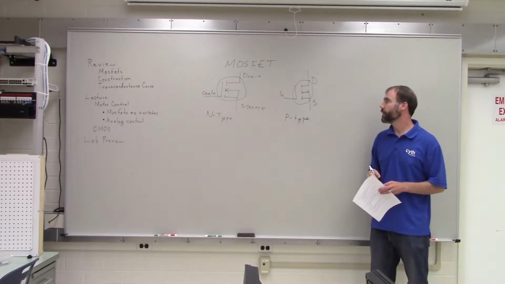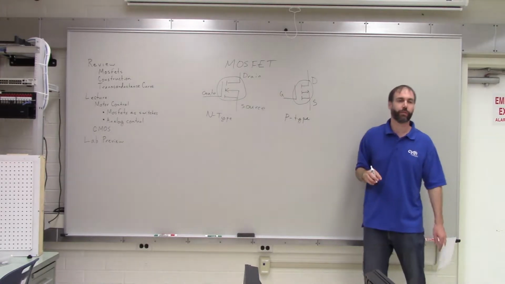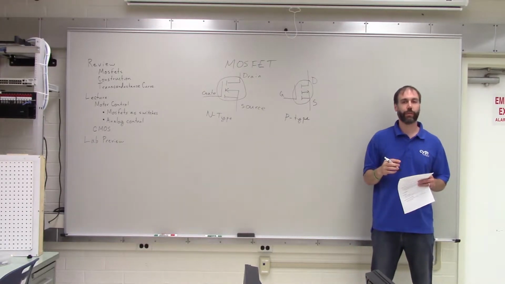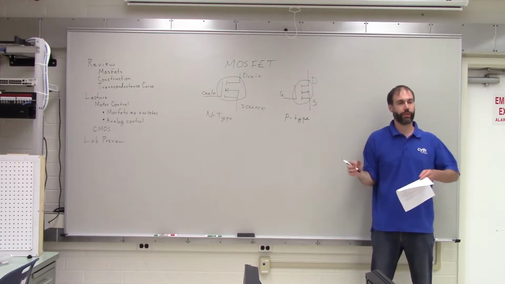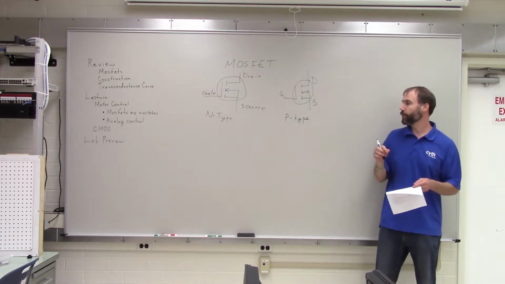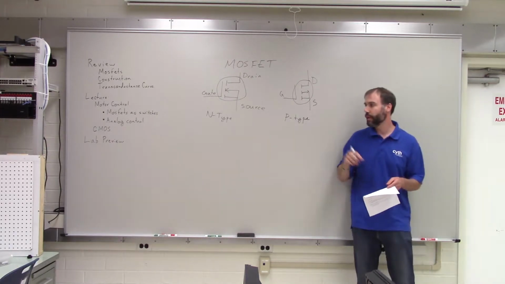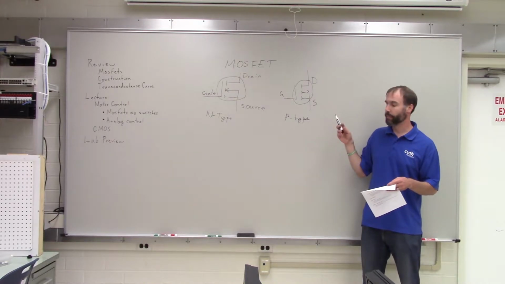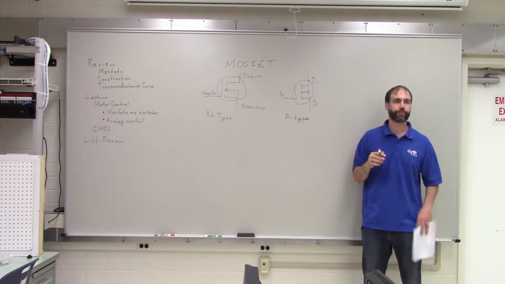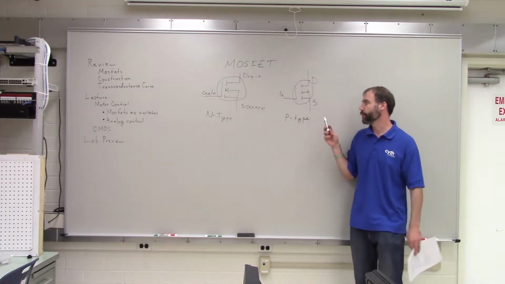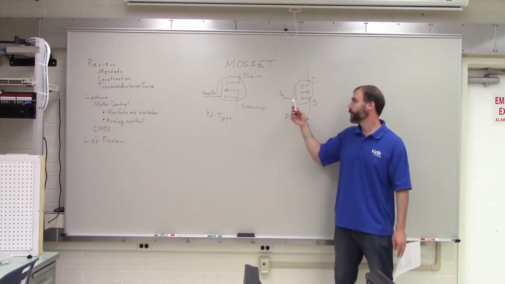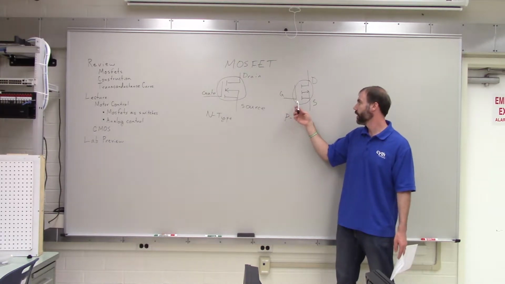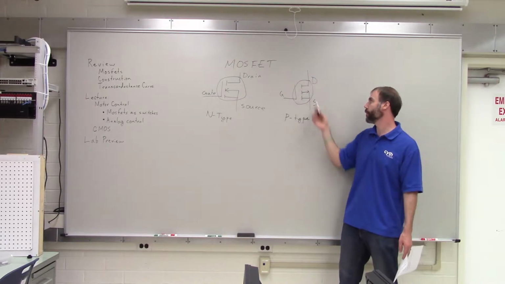Now, we said that MOSFETs were a special type of transistor. When we looked at BJTs, we said that they were a transistor where current controlled current, right? A small amount of current flowing into the base of a BJT allowed a large amount of current to flow from the collector to the emitter, right? MOSFETs worked a little bit differently. With MOSFETs, we used a voltage to control the current. So the voltage on the gate determined how much current could flow from the drain to the source.